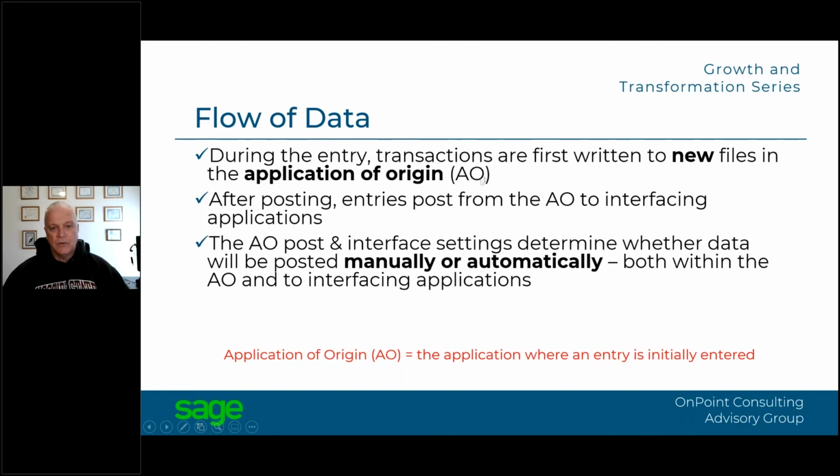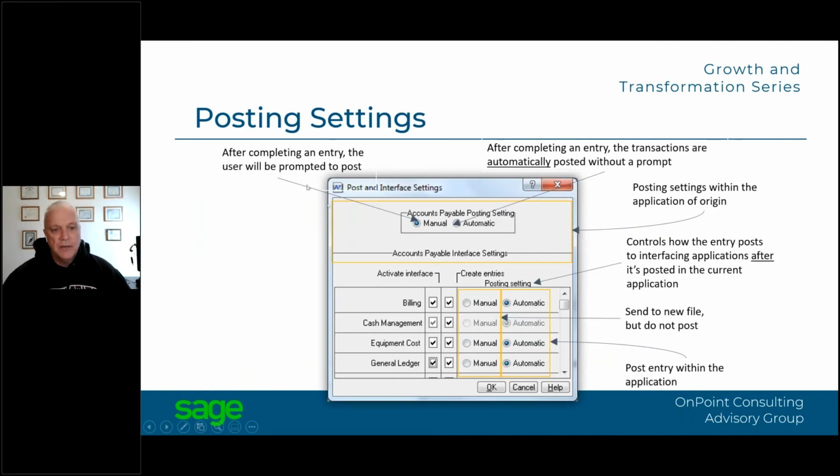And AO here is application of origin. Those posting settings that I referenced, this is in accounts payable. So there are two concepts here. One is when you finish an entry session in AP, do you want the system to post automatically? If there's no review, and the operator has the authority to post, just get her done, and I'd make it automatic. If it's manual, you'll have an opportunity to go back, look at your items, maybe make any changes, and then update. So this is within the module.